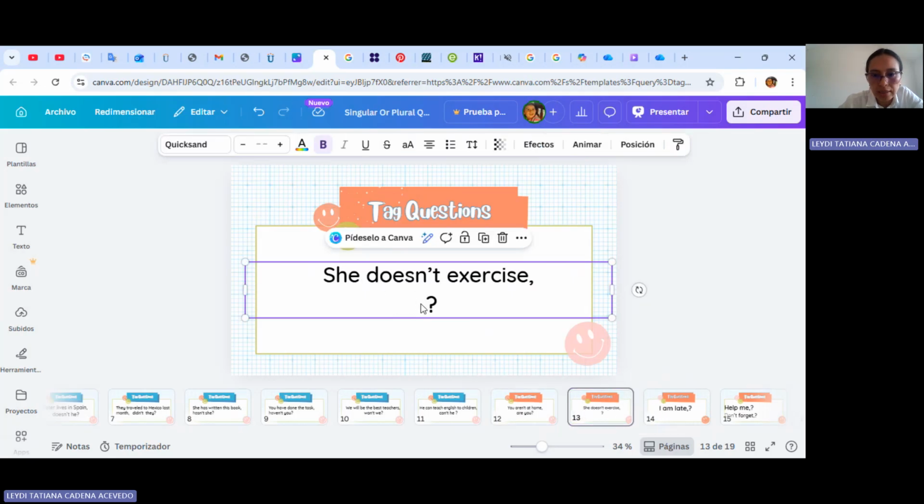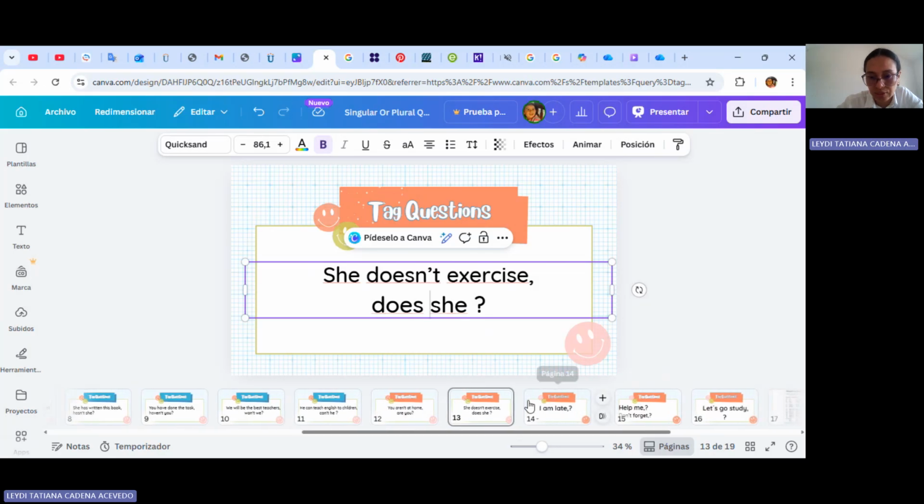One more. She doesn't exercise. She is the subject, it goes at the end, and doesn't is the auxiliary, it's negative, so it becomes positive. Does. She doesn't exercise, does she?